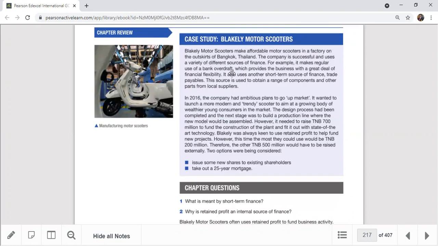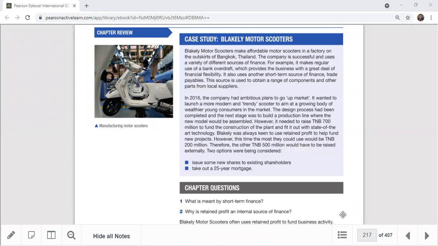Okay, now we are moving into the chapter review question. On page number 217 in the textbook, you can see the chapter review question. So I invite Samara, can you read the case? Samara, are you there? Yes, sir. Sorry.